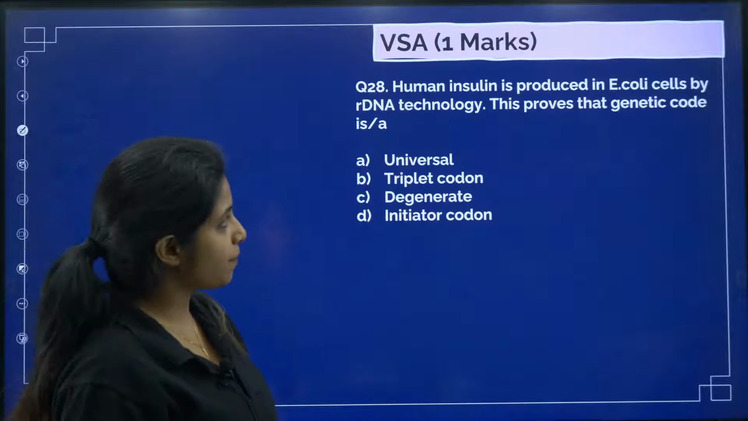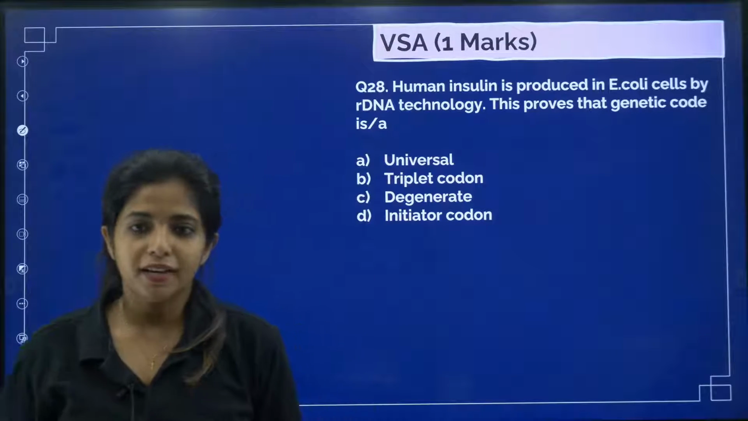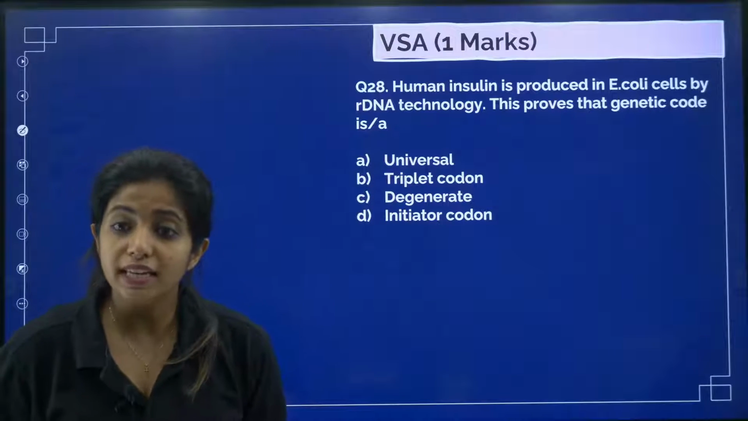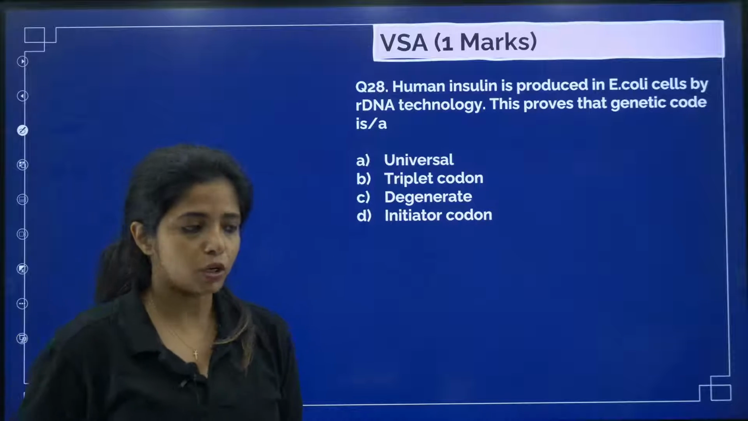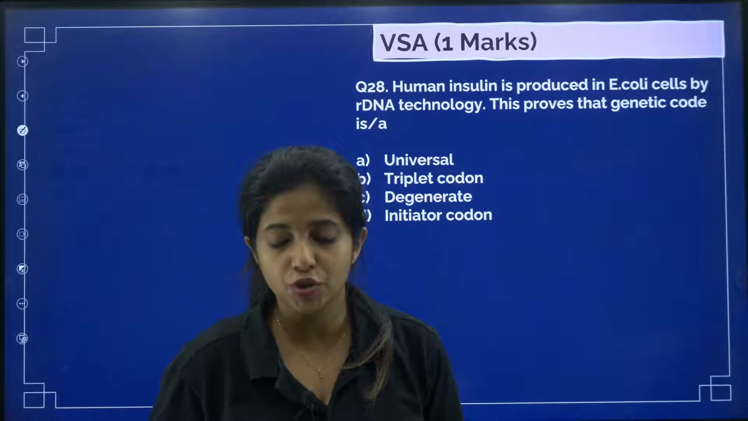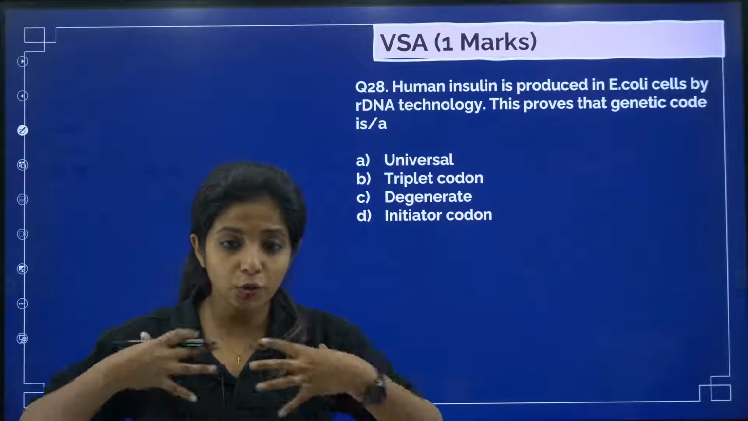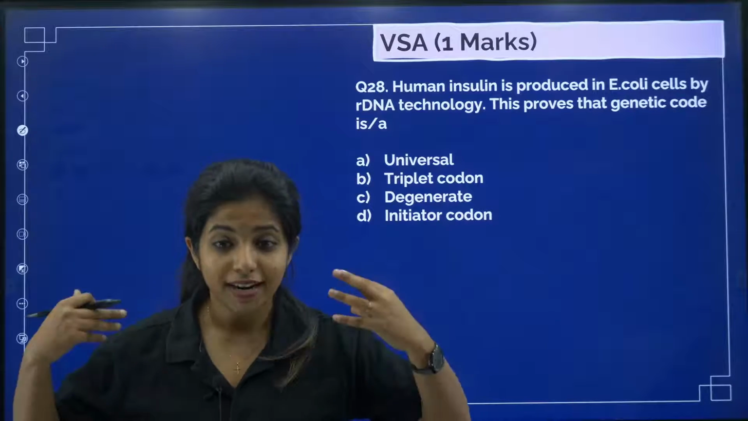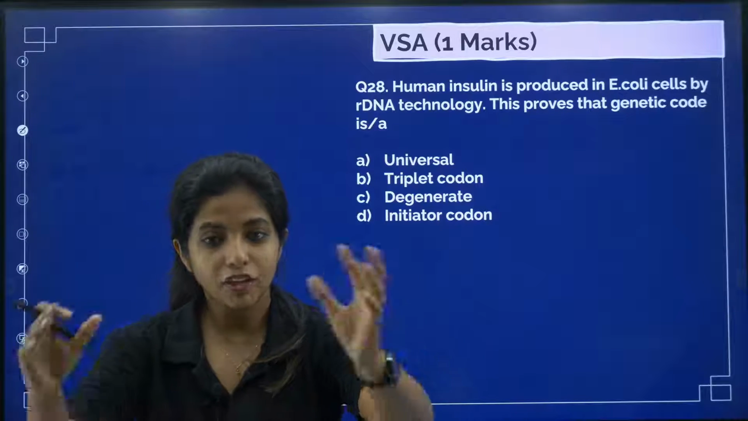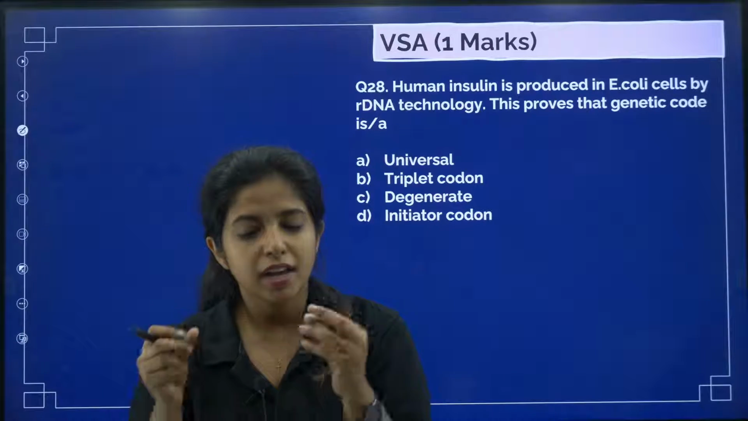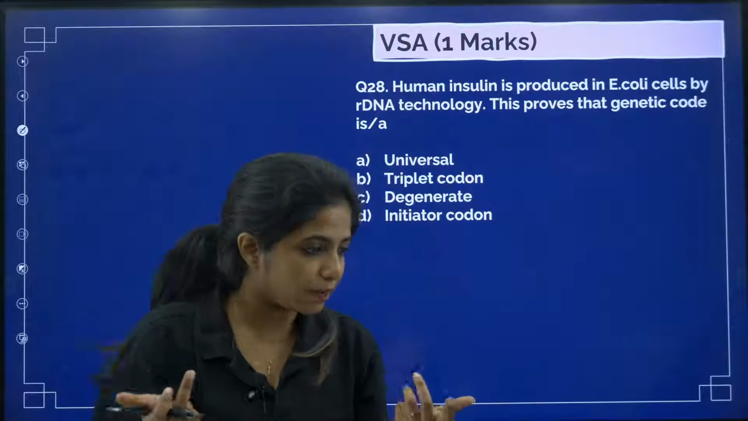28th question, again something easy for you. Okay. Human insulin is produced in E. coli cells by rDNA technology. That is what? Recombinant DNA technology. This proves that genetic code is what? So human insulin is human's insulin. It is produced in E. coli using recombinant DNA technology. This proves that the genetic code which is there, it is what?